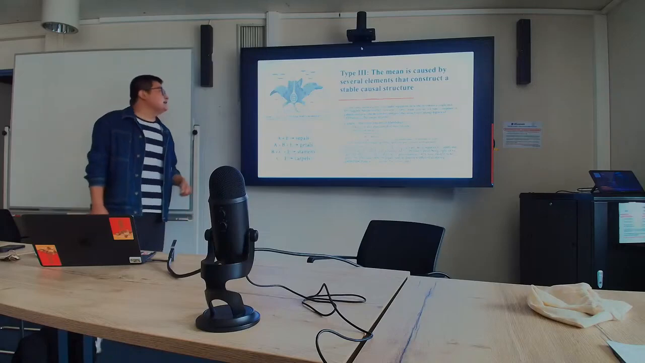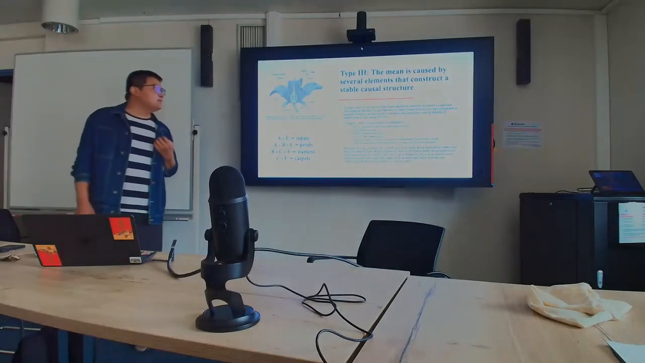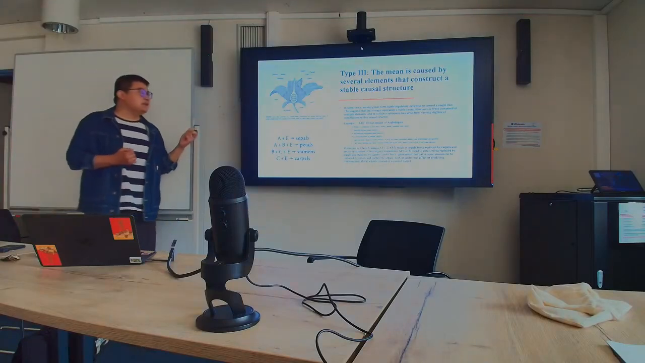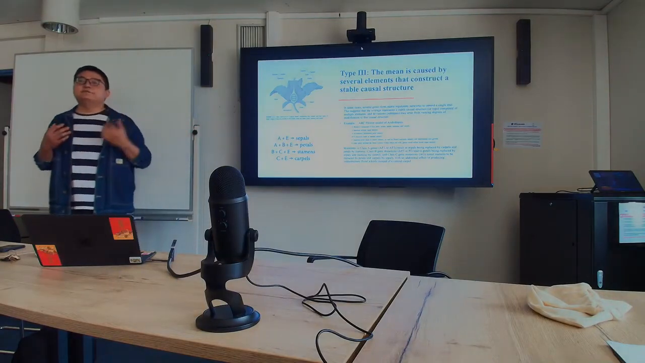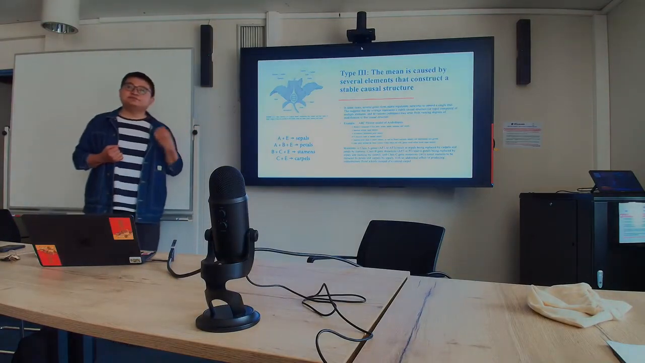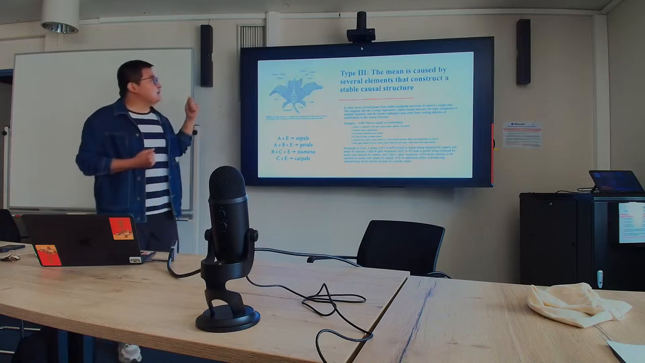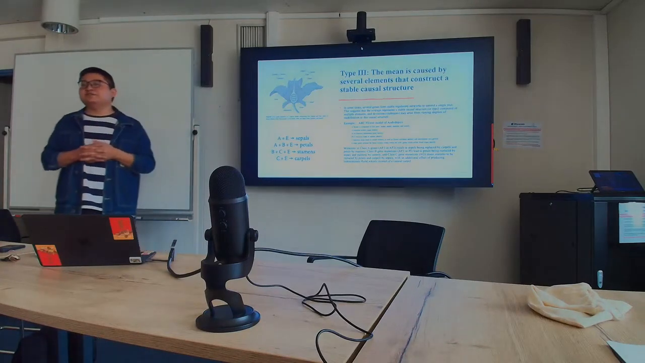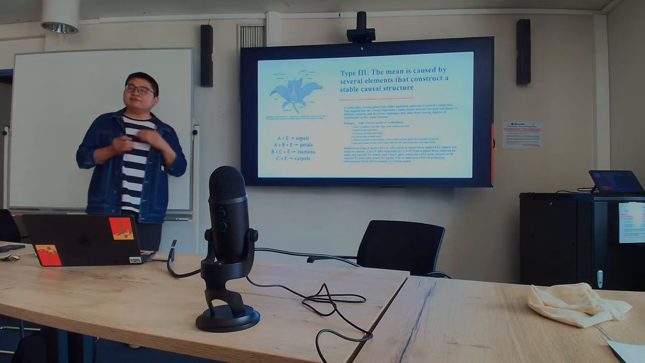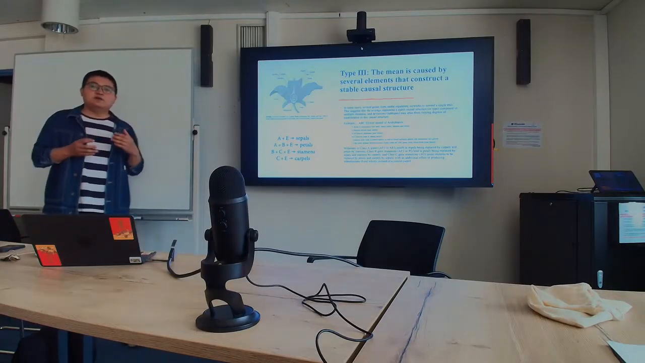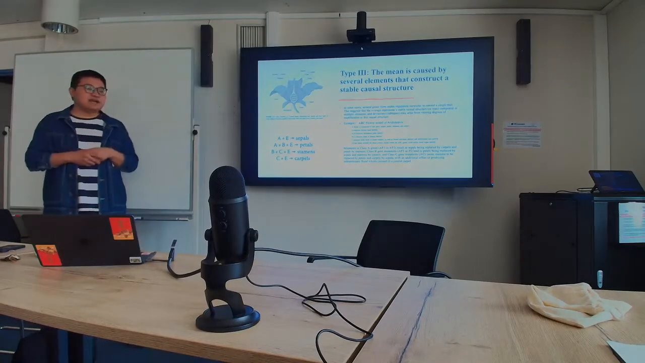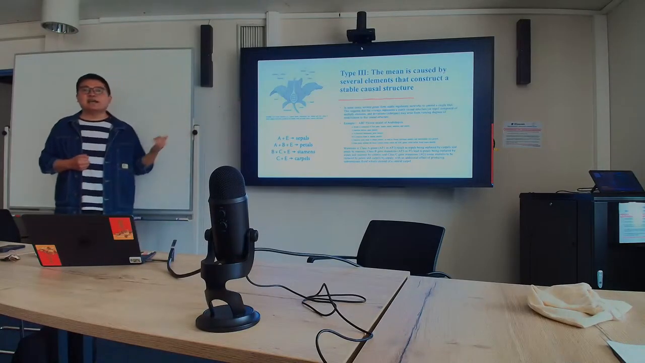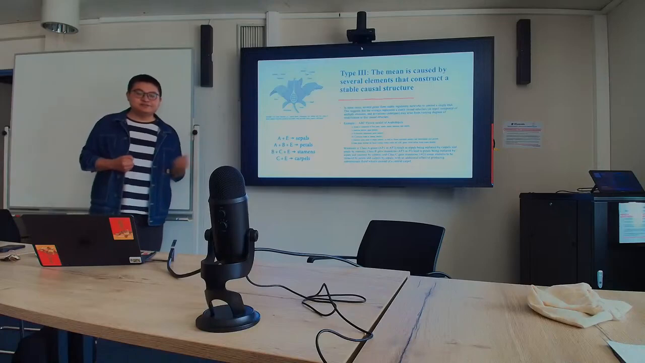For type 3, the mean is caused by several elements that construct a stable causal structure. Here the variance cannot be viewed as errors like in type 2. When several elements construct a stable causal structure, some parts of it can be replaced by others, or a mutation can cause a subtype. That means in this case a population is composed of a type, several subtypes and deviations.